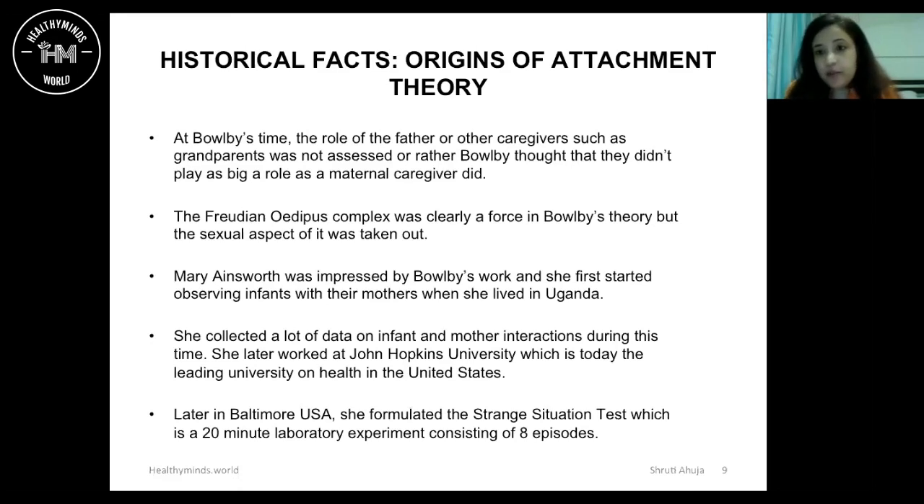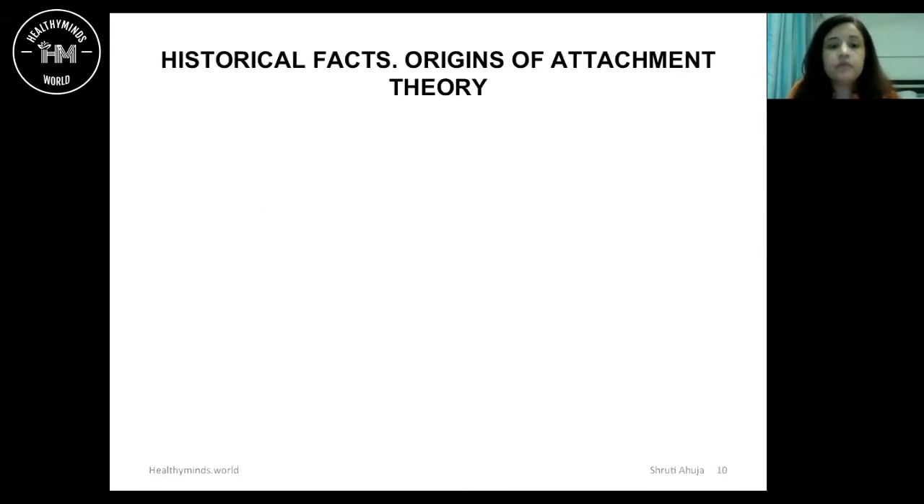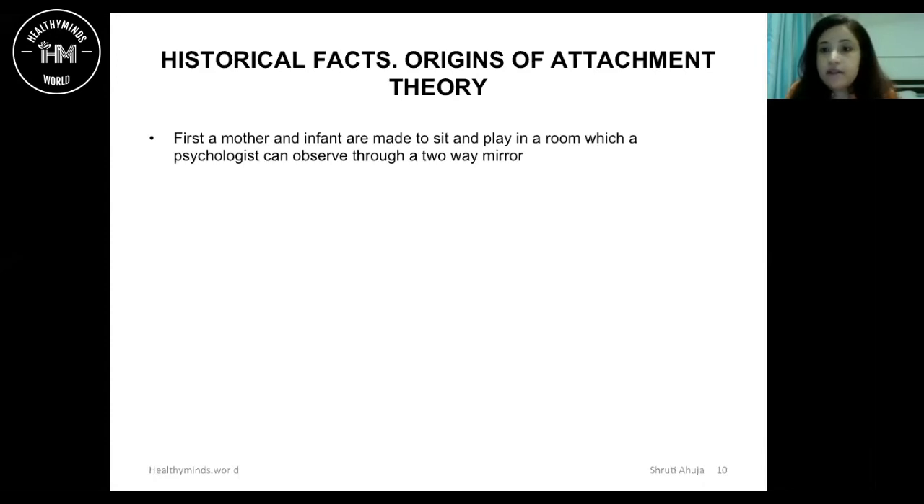Then she moved to Baltimore, USA, where she ultimately formed what she called the strange situation test to study attachment, which is basically a 20-minute laboratory experiment consisting of 8 episodes. In this test, first a mother and an infant are made to sit in a room. They are given a little time to get comfortable. The infant is given lots of toys to play with, and the mother and infant interact, sitting and talking and playing. All this is observed through a two-way mirror, behind which a psychiatrist, psychologist or researcher watches the interaction between mother and child.